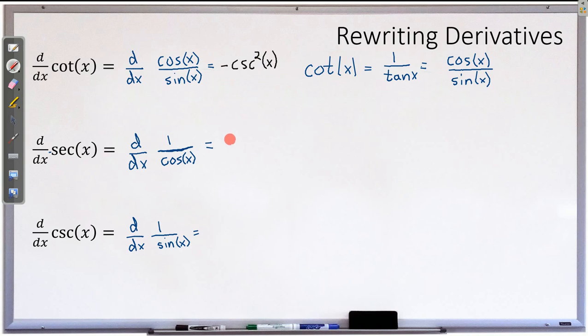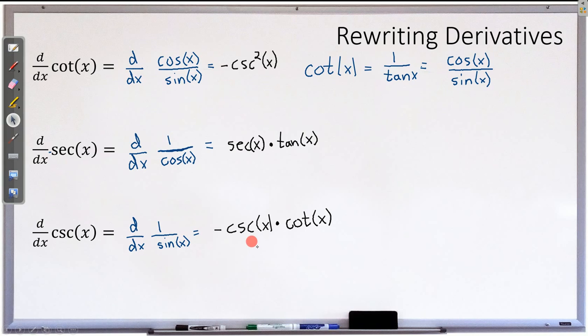And for secant, you get secant x times tangent x. Let me put parentheses around my x. It makes it look a little bit nicer, I think. And then the last one, cosecant, is negative cosecant times cotangent. So you should be able to check all those answers with the quotient rule, but that is what you get.